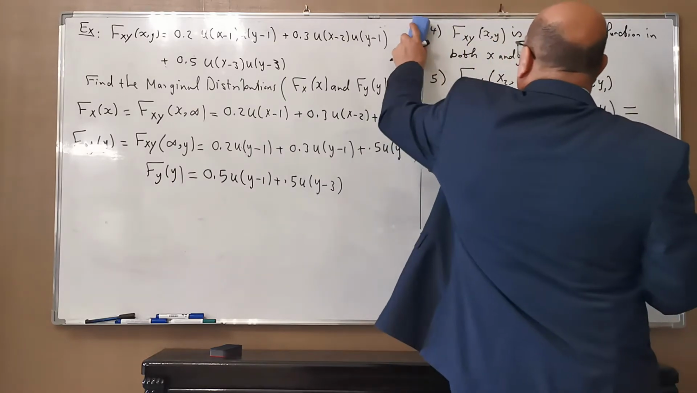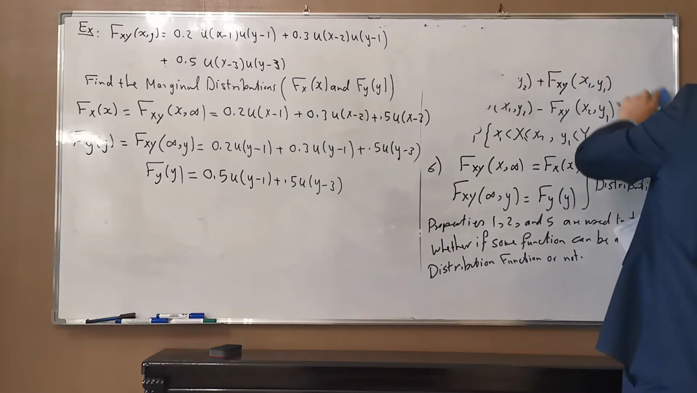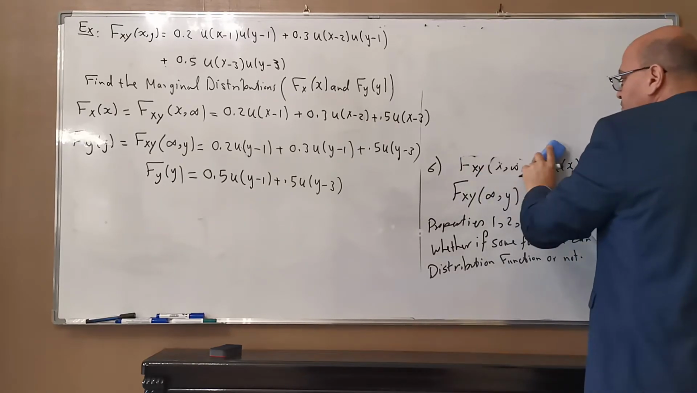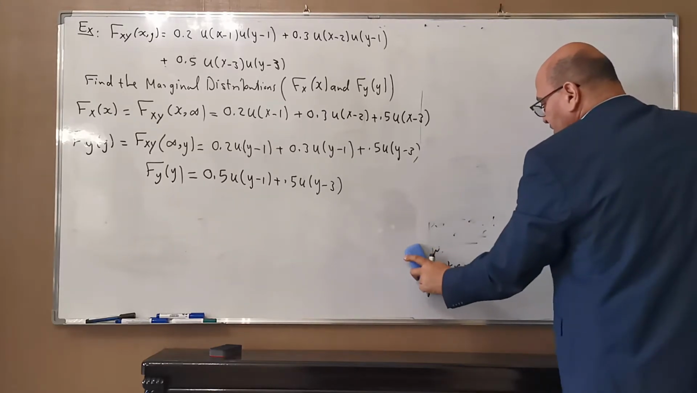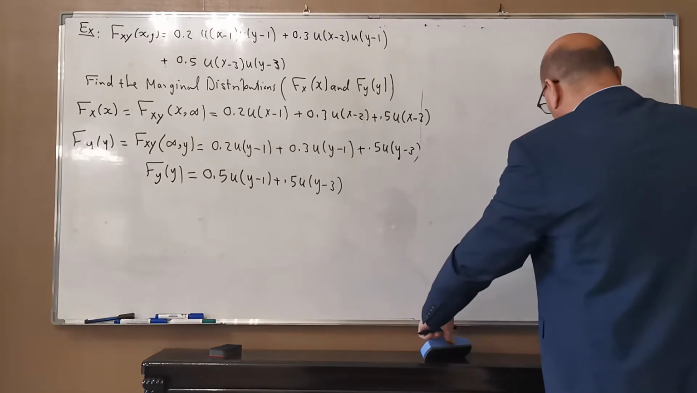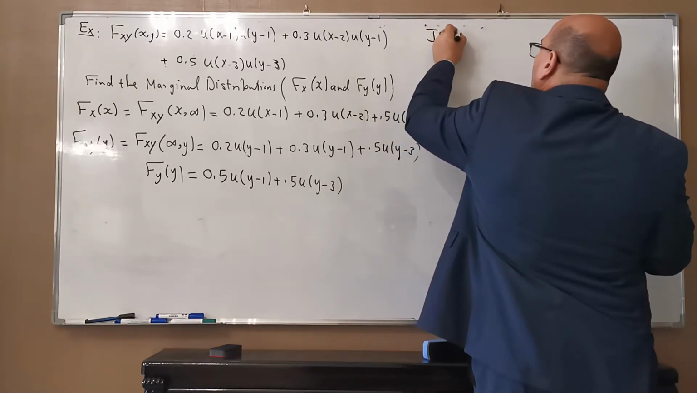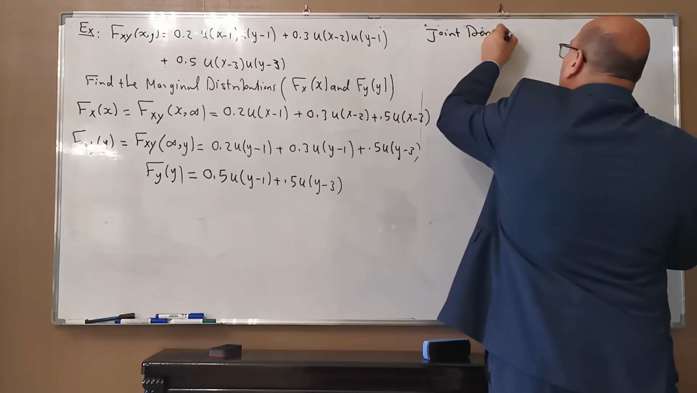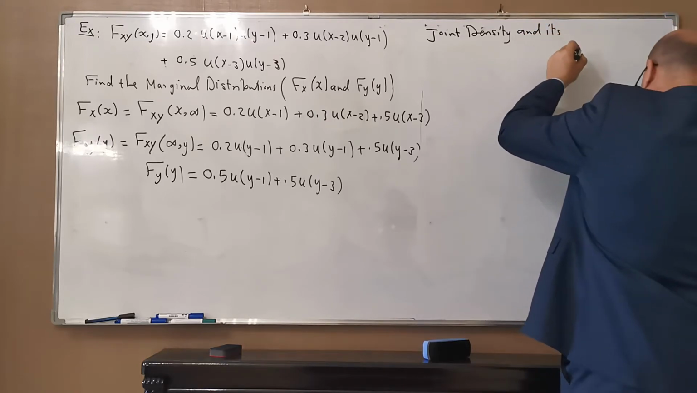So these are the properties of the joint distribution. Let's move to the partner of the joint distribution, which is the joint density function. What is the joint density function and its properties? Okay? So the joint density and its properties.